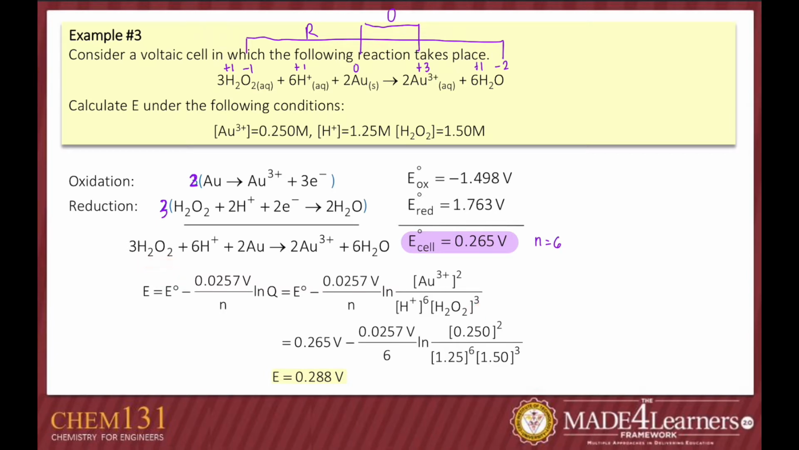So we substitute, so standard cell voltage is 0.265, and then n is 6, and then the concentration of gold 3 plus, 0.25, we raise it to the power of 2, and then the concentration of hydrogen is 1.25 molars, we raise it to the power of 6, and for hydrogen peroxide is 1.5 raised to the power of 3.